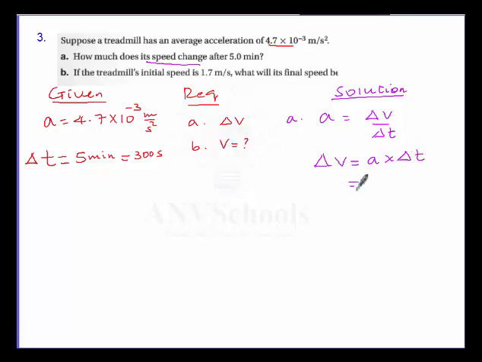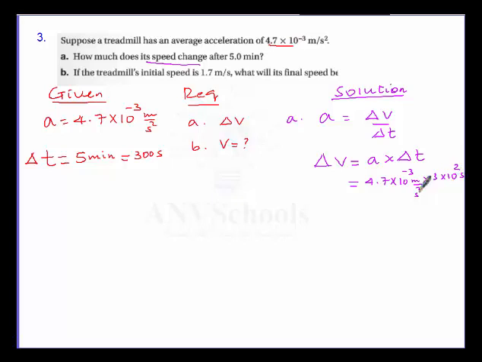The value of a here is 4.7 times 10 to the power of negative 3 meters per second squared, multiplied by t. T is 300 seconds, which is 3 multiplied by 10 to the power of 2 seconds.